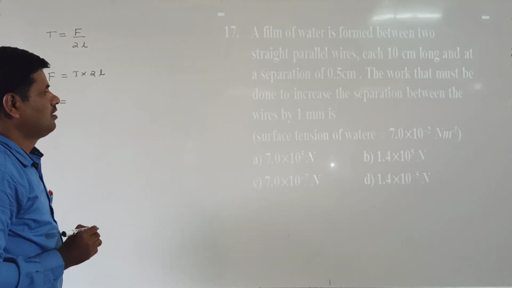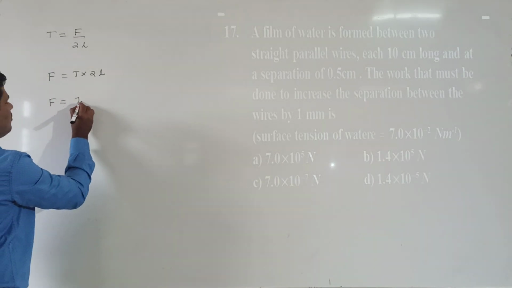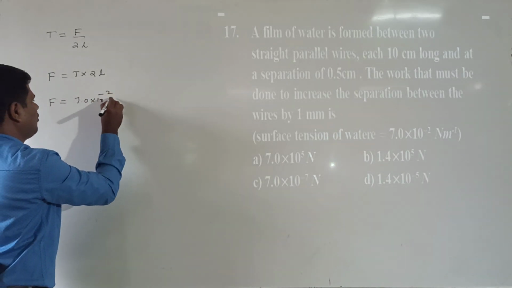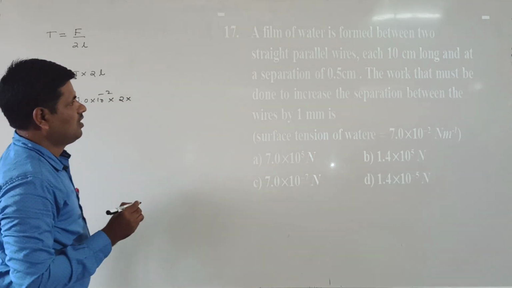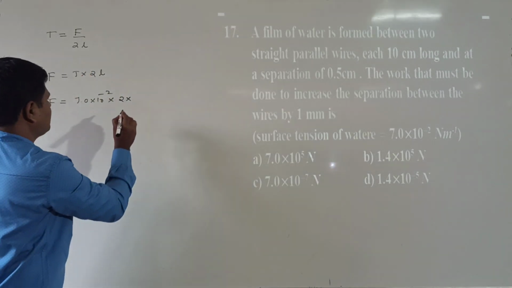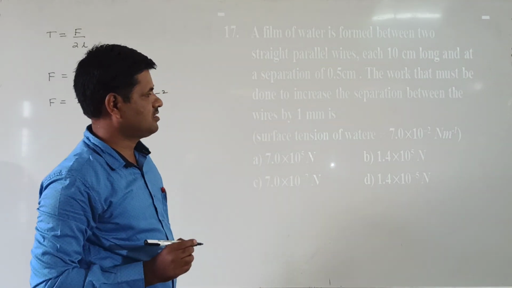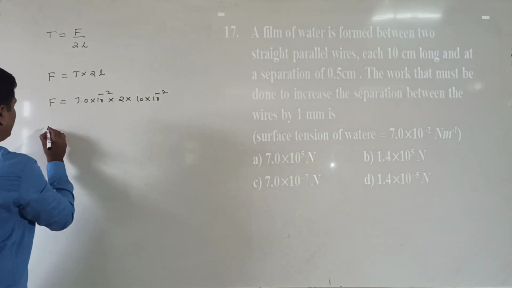The work done, surface tension is given here. The surface tension is equal to 7.0 into 10 power of minus 2, into length. Each wire is 10 cm long, which means 10 into 10 power of minus 2. The surface tension is 7.0 into 10 power of minus 2. Now what do we get here?